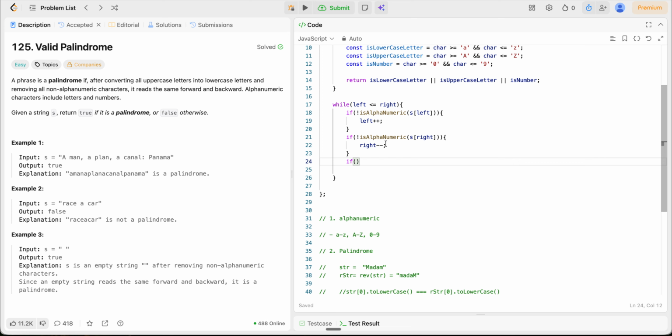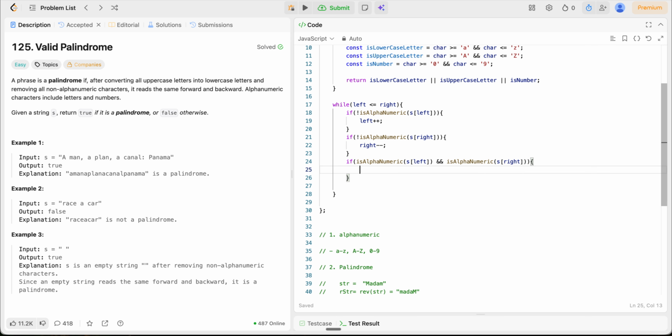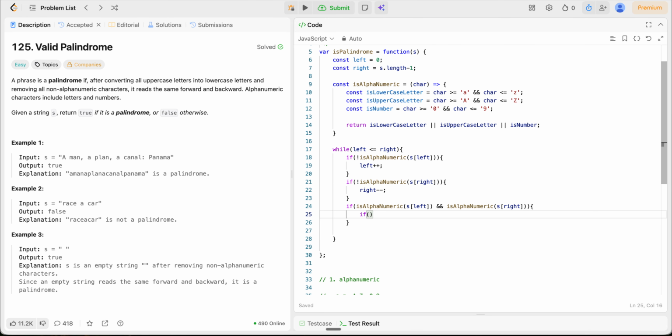Now let's say if both left is alphanumeric and right is also alphanumeric, then what will we do? We will check if both the letters are equal or not, right? Without the casing. So how can we check that? We can check s of left dot toLowerCase. We can also use toUpperCase here if we want. S of right dot toLowerCase.